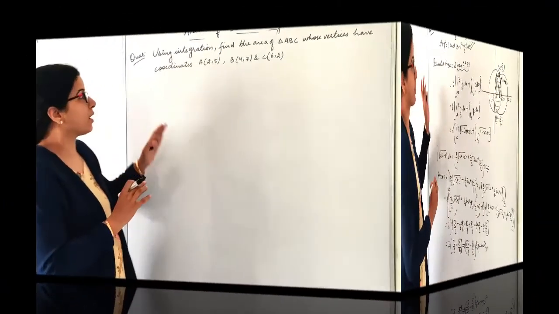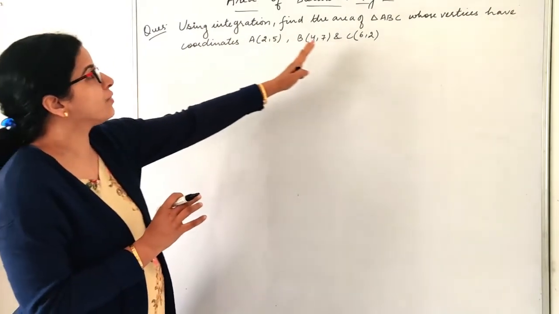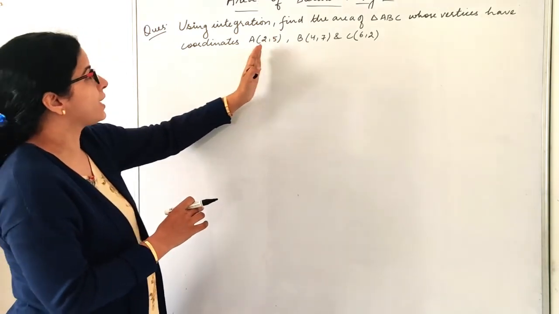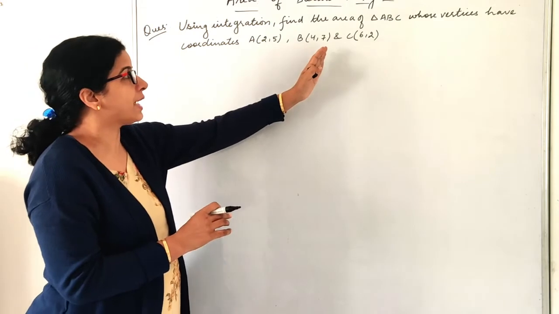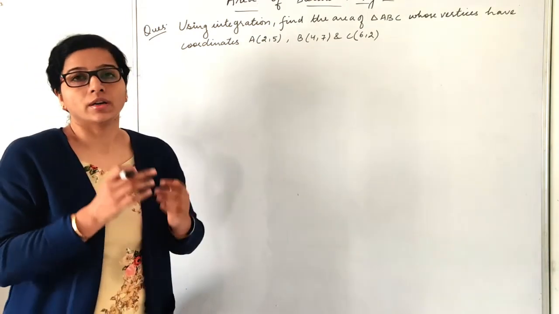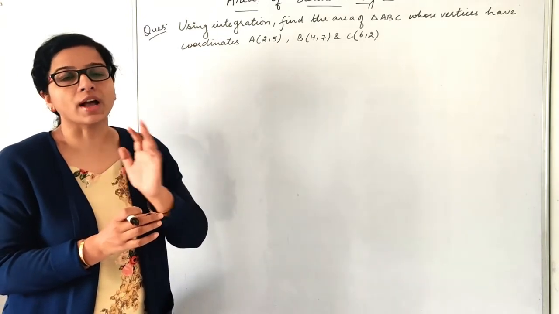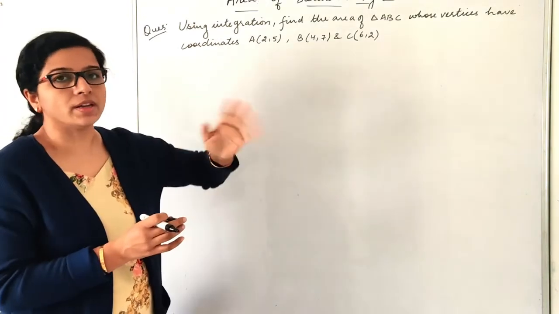Right? So now let us take this question. Using integration, find the area of triangle ABC whose vertices have coordinates A (2, 5), B (4, 7) and C (6, 2). Students, believe me, this is a very important question and most of the time boards ask this question, right? And it's very easy to do.